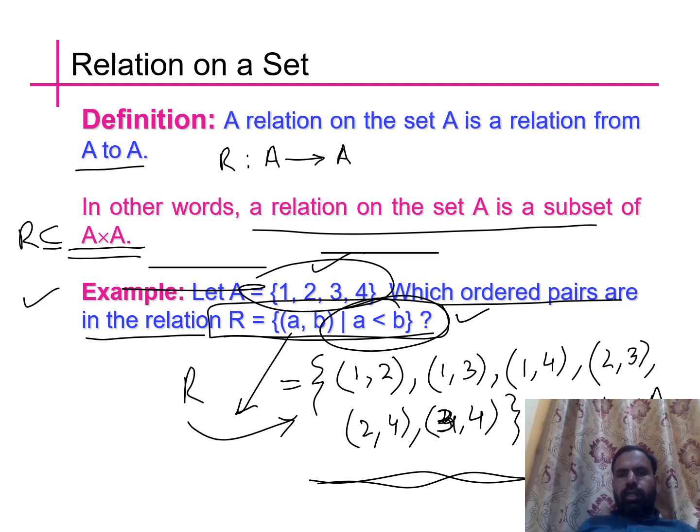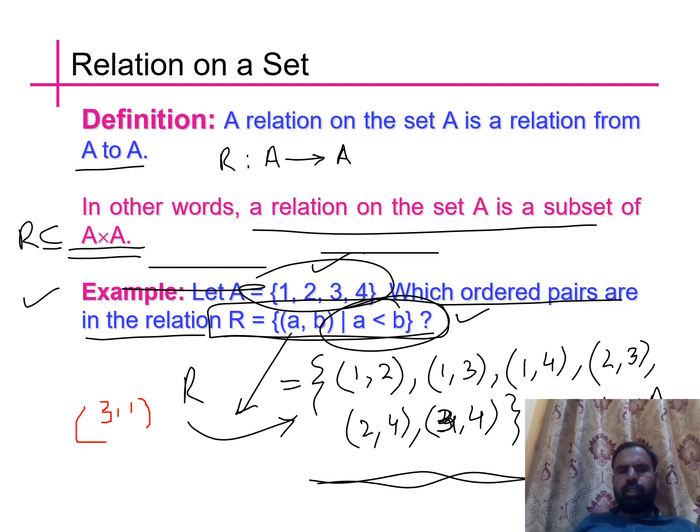We can't make (2,1). We can't make (3,1), because if we make the ordered pair (3,1), it is also an ordered pair, but in this condition it doesn't hold that a is less than b. So we take all the ordered pairs in which a is less than b.